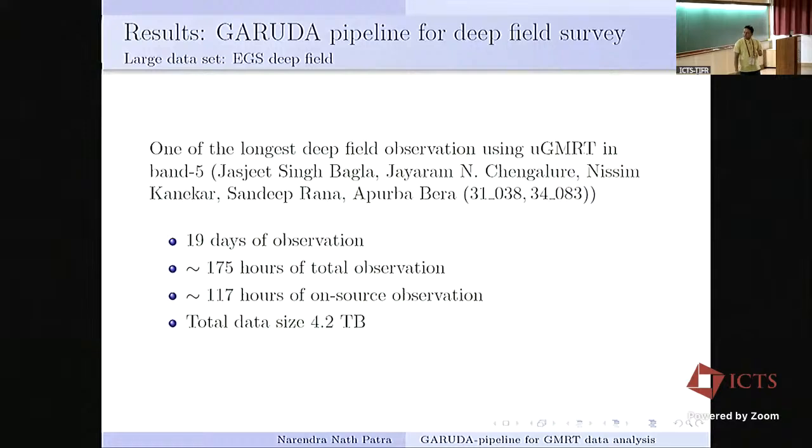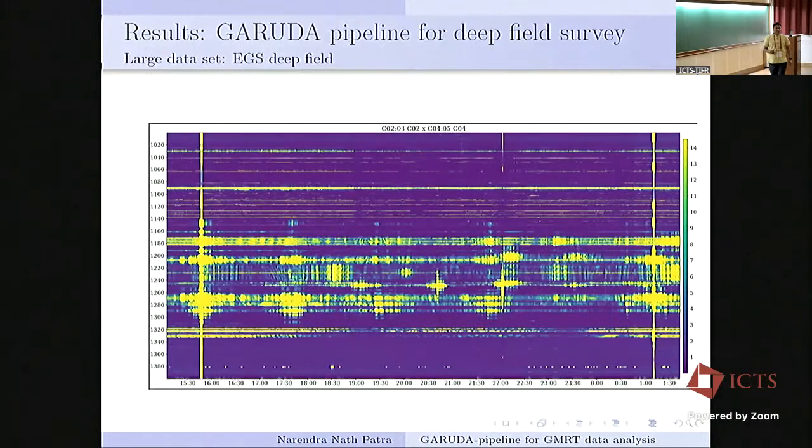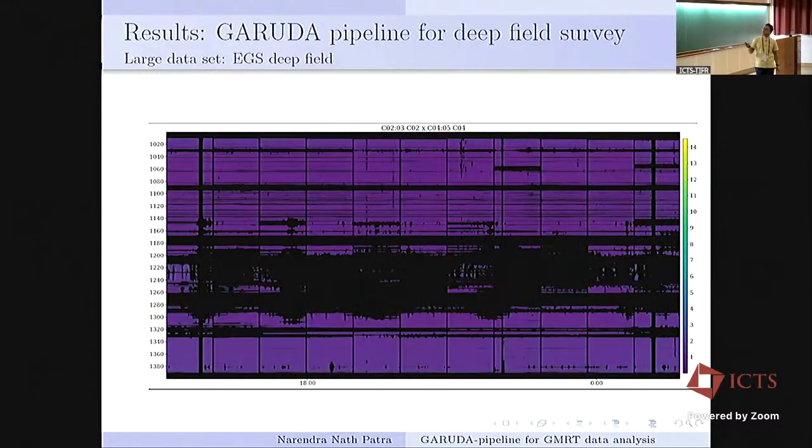The total data size is about 4.2 terabytes. Now, if you try to analyze this data by hand, it will certainly take quite a long time. So we have used Garuda to analyze this data, and this is one example baseline. In this EGS field observation, there is a lot of narrowband persistent RFI, also broadband, and this is how it looks. If you pass it through Garuda, this is how the clean frequency versus time plot looks.